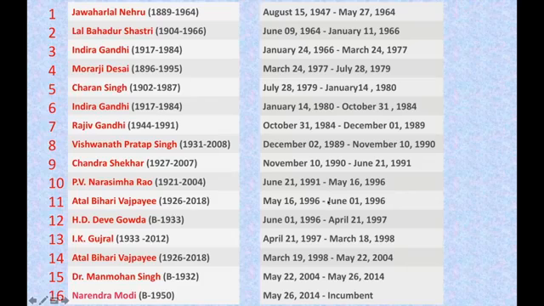Atal Bihari Vajpayee. First, he came in position for 1.5 months in 1996. He was on a horse, ghode. So ghoda will remind us of H.D. Deve Gowda, who was there in position from 96 to 97. Guzre will remind us of I.K. Gujral, 1997 to 1998. Again, Atal was there in position, Atal Bihari Vajpayee from 1998 to 2004.